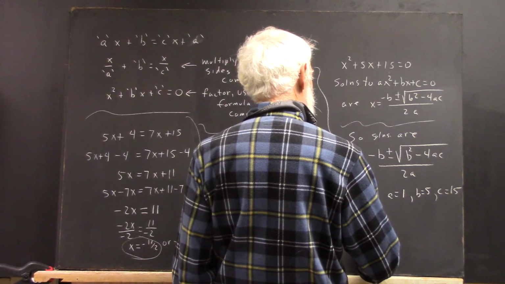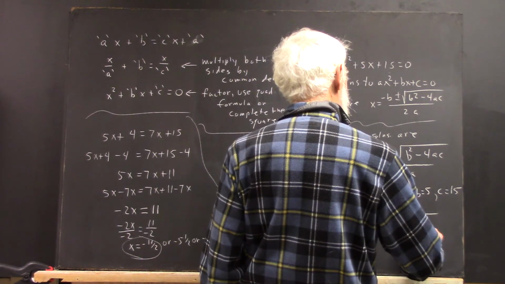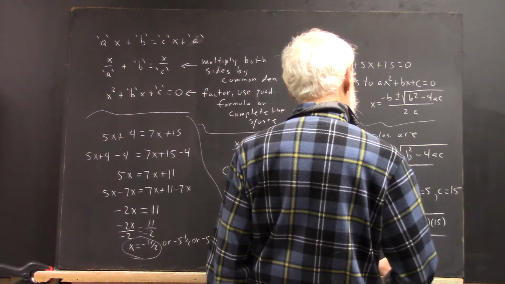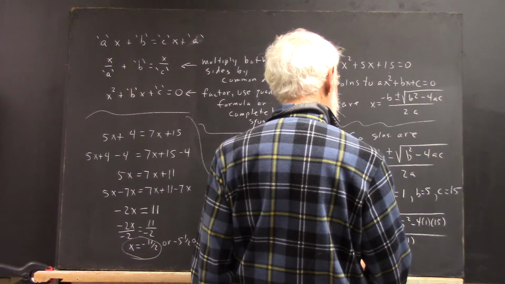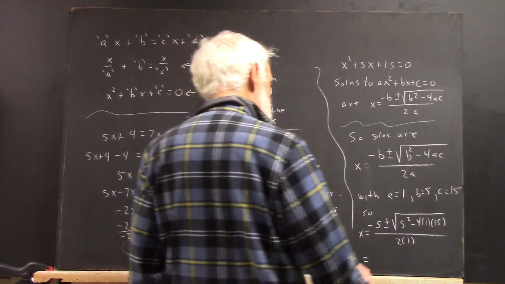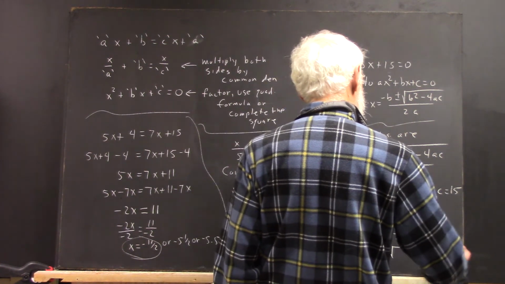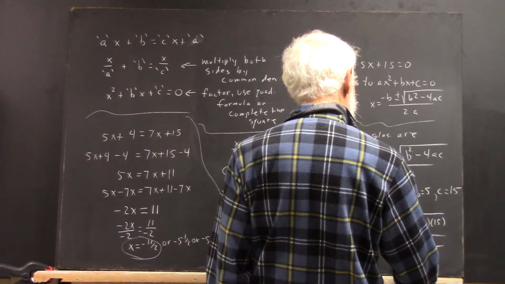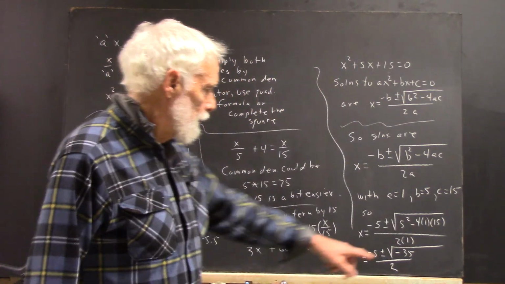So you get x equals -5 plus or minus the square root of 5 squared minus 4 times 1 times 15, all that divided by 2 times 1. Okay? And you end up with -5 plus or minus the square root of, okay? That's 25, and that's -60, so that's -35, over 2. Everybody see that okay?